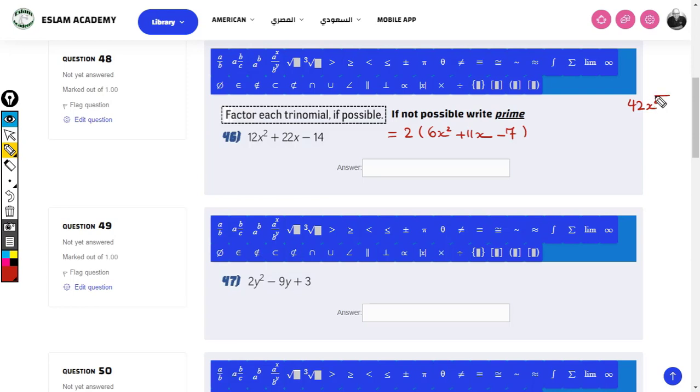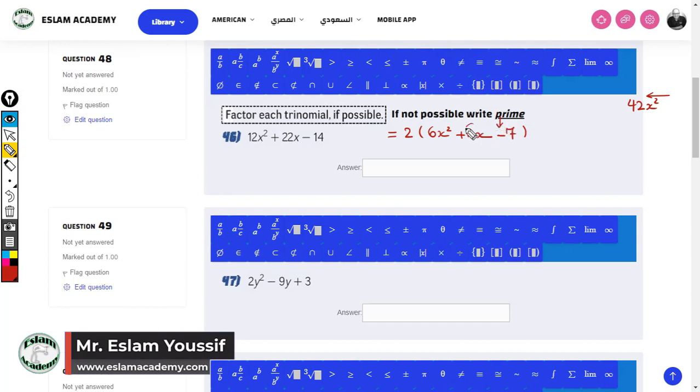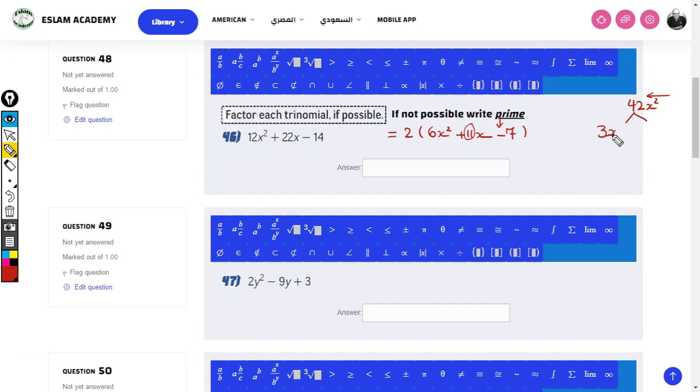Now I need two numbers. If you multiply them, the answer will be 42x². And if you subtract them, the answer will be 11. You will find that we have 3x multiplied by 14x equals 42x². The sign of the middle is the sign of the greatest number. Because 7 here is negative, the two numbers have different signs, so 3 will be negative. Now rewrite the expression. Instead of 11x, we replace it with negative 3x plus 14x.